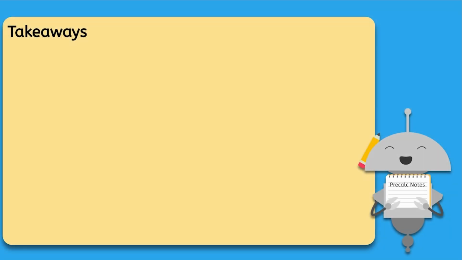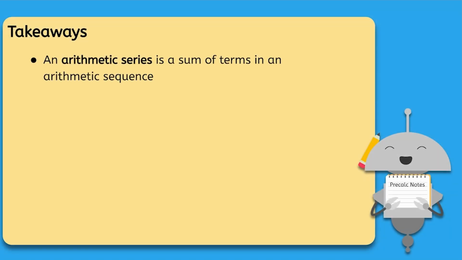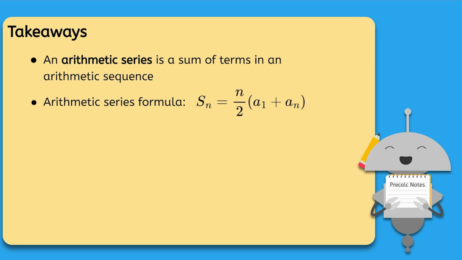Great work! Let's take a look at our key takeaways for today. Today you learned that an arithmetic series is a sum of terms in an arithmetic sequence, and how to quickly find the final sum of a series using the arithmetic series formula. You also learned how to deduce the number of terms when the series doesn't start at term 1, or when the terms in the middle of the sum have been skipped over to save space.